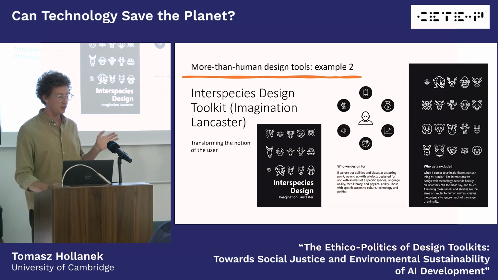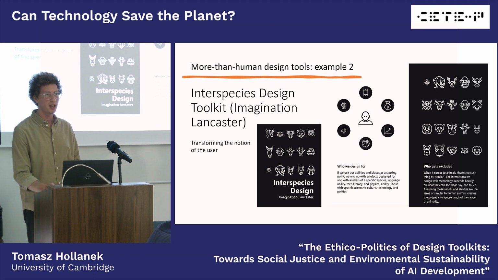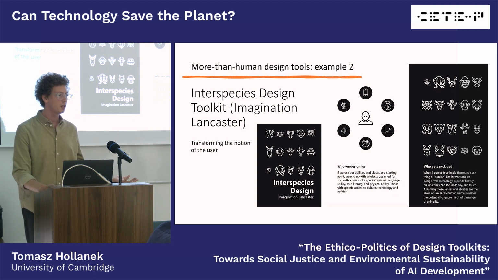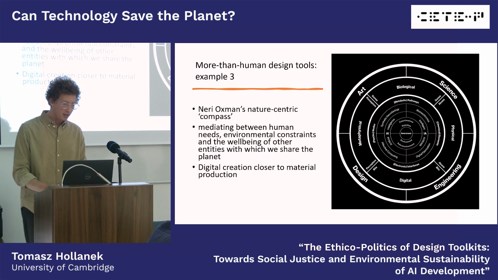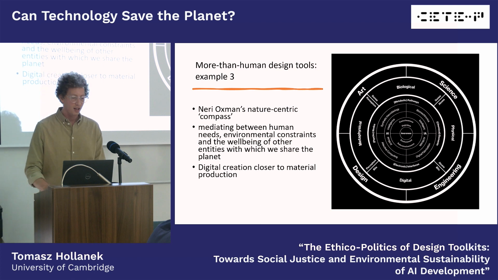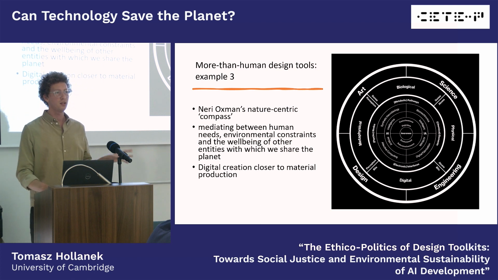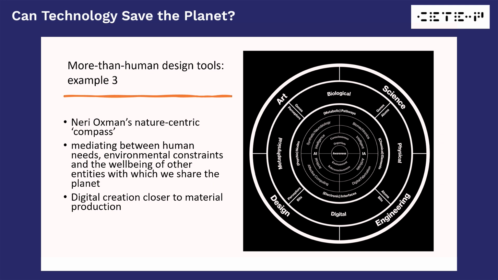So, yes, the interspecies design toolkit, in a way, is gesturing towards that toolkit that is very popular, but the aim here is to question the idea of the user even more. And finally, how much time do I have? 2 minutes. Okay, good. So the final example that I would like to give is from Neri Oxman's nature-centric practice.